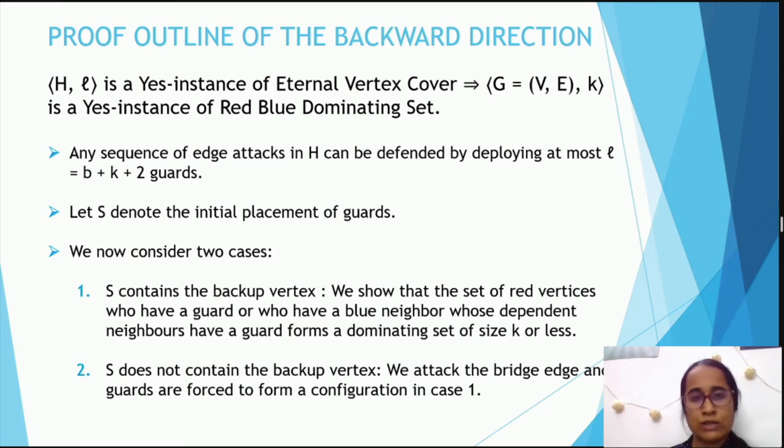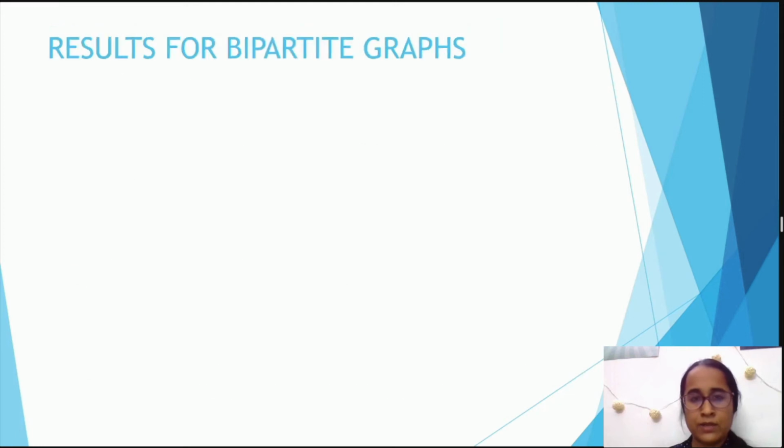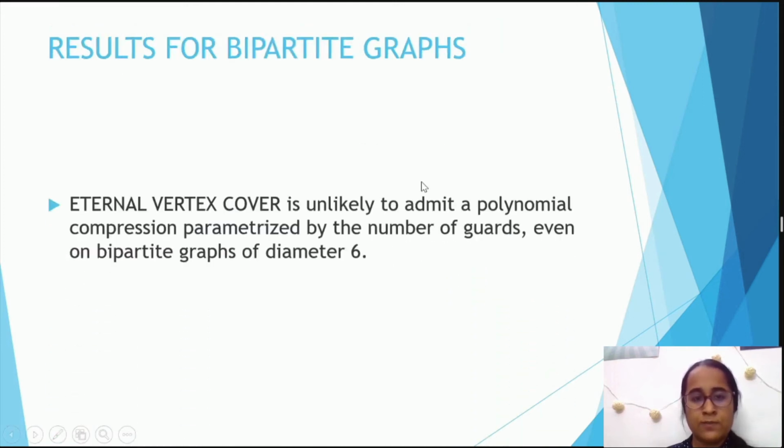So this was the outline for the backward direction. So now the outline for the proof is complete. Now I will be stating the result for bipartite graphs.